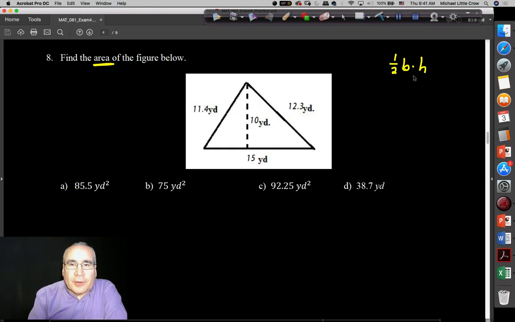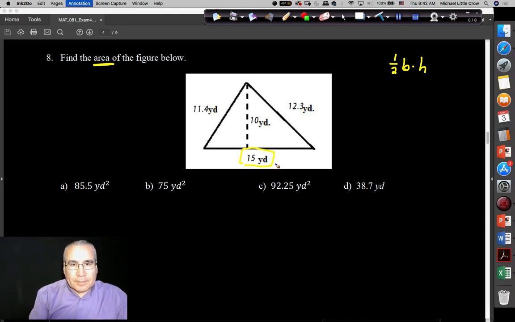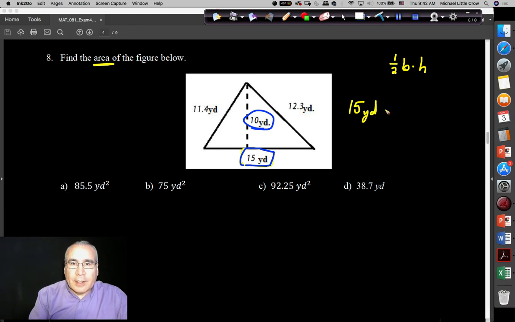Here we are. So where's the base and where's the height? That's the thing we need to look for. So the base is down here. Do it in darker color. And the height is the vertical height, so that's going to be this 10 yards. So we are going to take the base times the height, 15 yards times 10 yards.